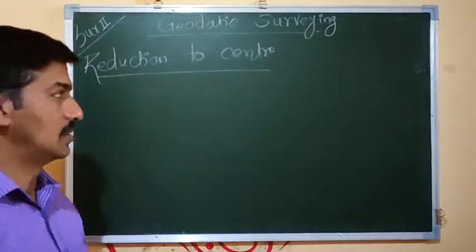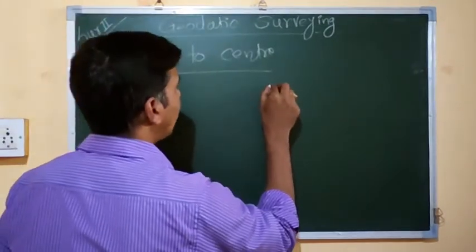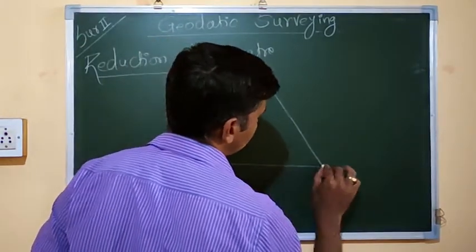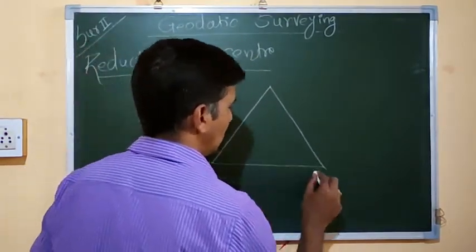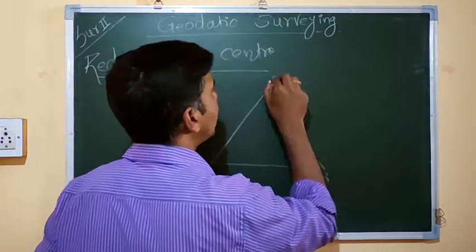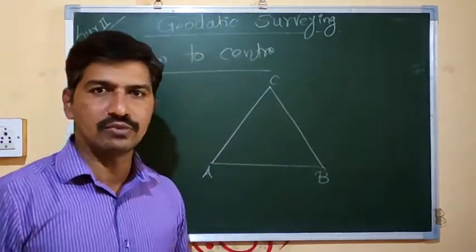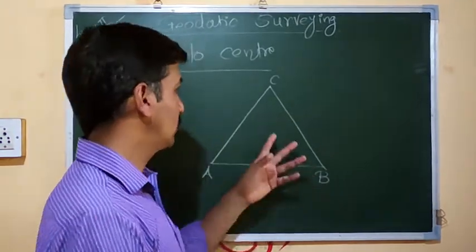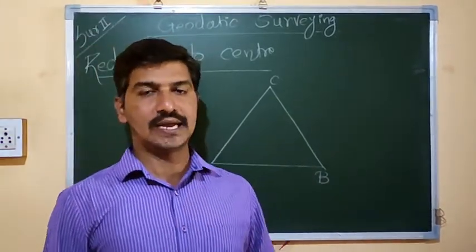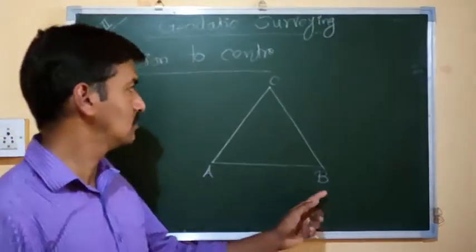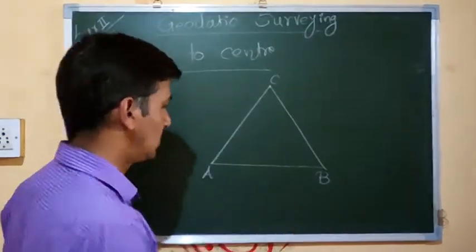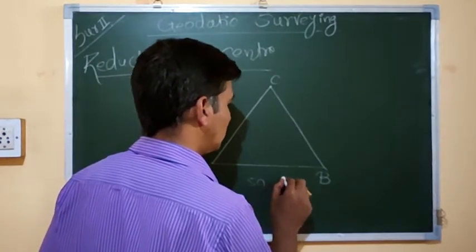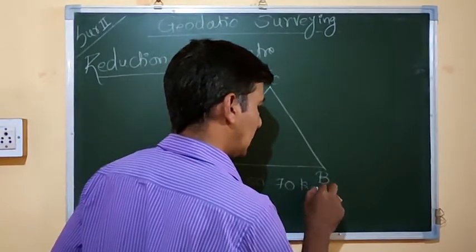Now, we have identified the triangles to be used for the triangulation system. Using the sine rule, if we know one side of a triangle, we can find out the other sides. Now, in this triangulation system, suppose there is a distance between point A and B, let us suppose that distance is more than 50 to 70 kilometers.